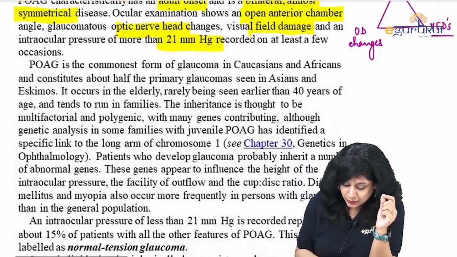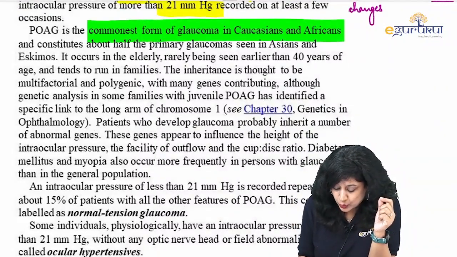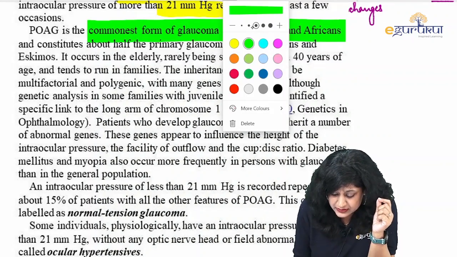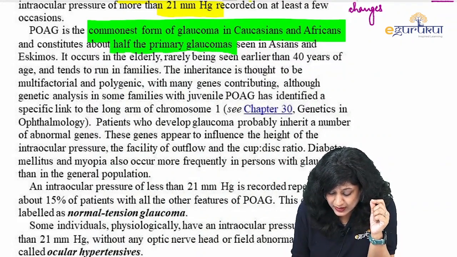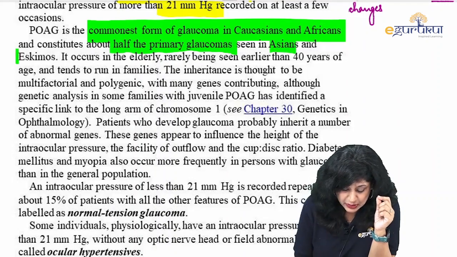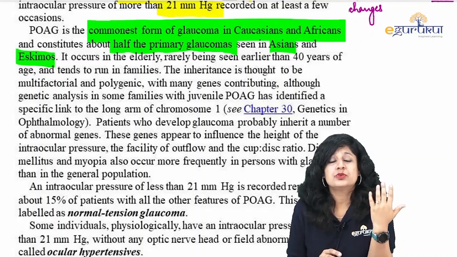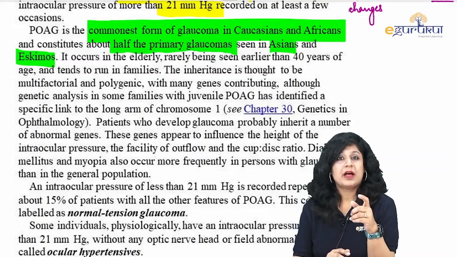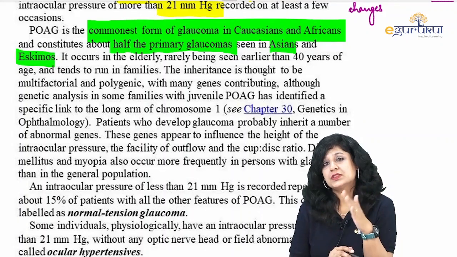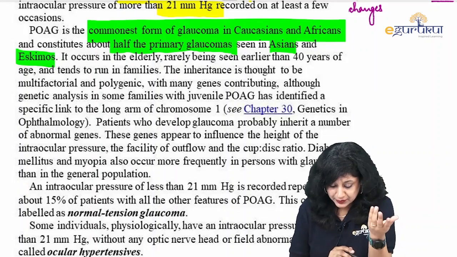Now, this is the commonest form of glaucoma in the Caucasians and the Africans, and it constitutes about half of the primary glaucoma seen in the Asians and the Eskimos. Earlier they used to say it is one third, but now they are saying that half of the primary glaucomas found in the Asians is primary open angle glaucoma. So if I talk about India, it is half.